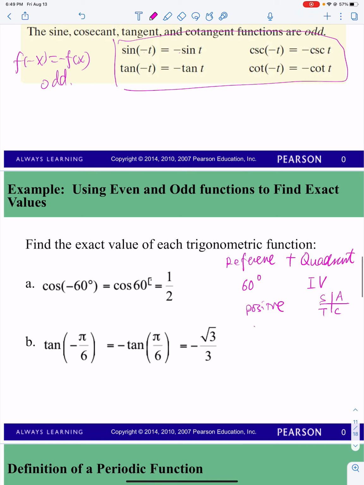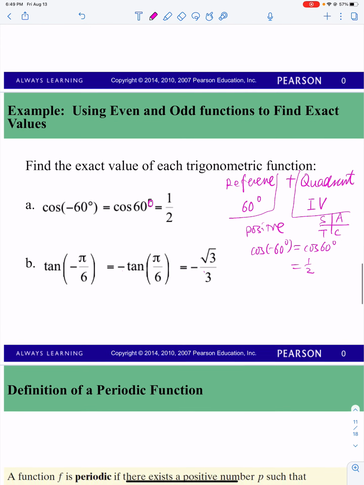So what does cosine negative 60 degrees equal to? Cosine 60 degrees, which will be what? Half. Before we know even-odd properties, we have to learn two things: reference angle and quadrant. Now we can directly use the even-odd property. This is cosine 60 degrees equal to half. And for tangent negative 60, the negative sign comes out directly. It will be negative square root of 3 over 3.